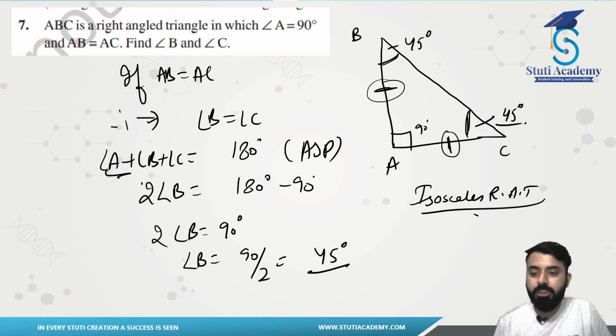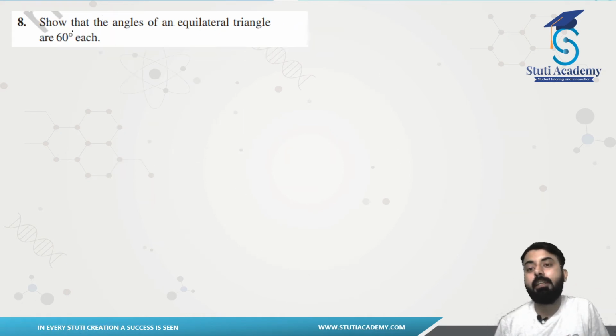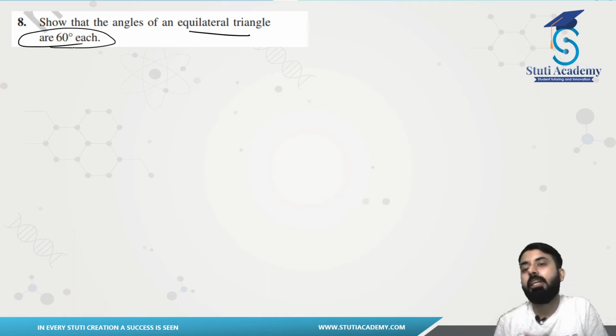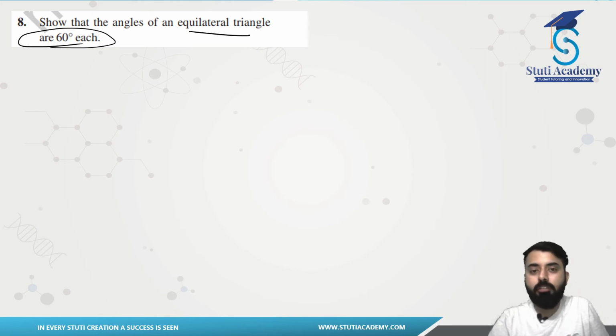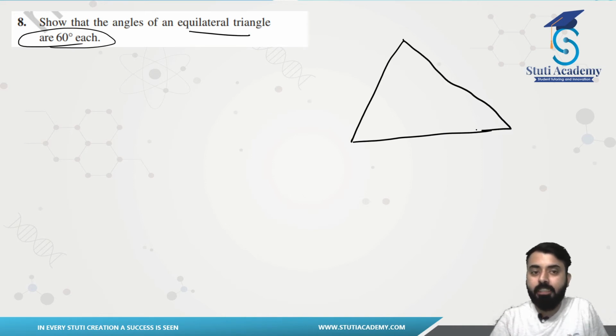And we have a question based on the equilateral triangle also. We have to prove why in an equilateral triangle each angle is 60 degrees. So remember, here I will be proving why there is no such thing as an equilateral right angle triangle. Now for this, I'm going to draw an equilateral triangle. Now the condition for an equilateral triangle is what, you guys will be telling me. So tell me in the comments.